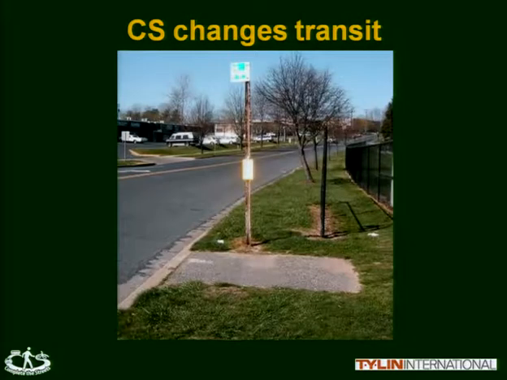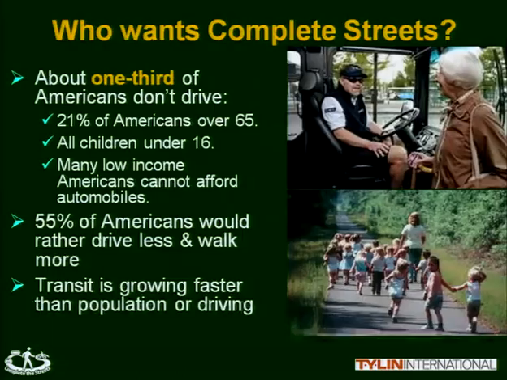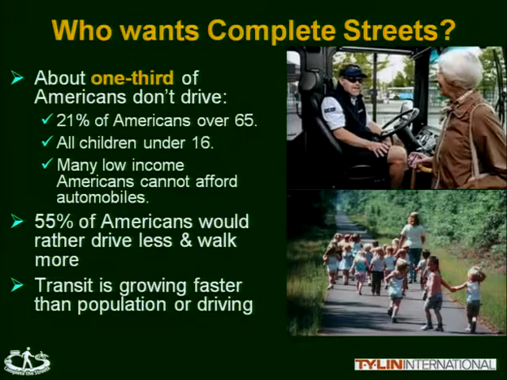There's a transit stop. If you're in a wheelchair, you get off there, that's it. You have to wait for the next bus and get on, because you're not going anyplace else. So it makes transit accessible. These are all parts of complete streets. And who benefits? This may be the most important number I want you to remember.